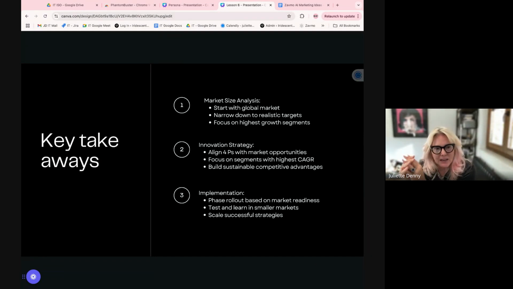So in terms of key takeaways, we always start with the biggest moving part, right? Start with the global market, narrow it down to realistic targets, and then within that, focus on the highest growth segments. Obvious, but lots of companies don't do it that way, so they end up making decisions about the 4 Ps that they could do a lot better with. Then we need to make sure that our innovation strategy is absolutely wedded to where the growth of the market is going, unless you don't want to grow. Of course, there is always the option of sticking your head in the ground and saying, I know where the market is growing the highest, but I'm just going to stick to what I know, because for some reason we don't know.